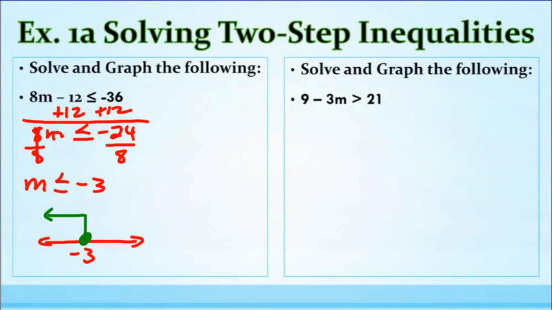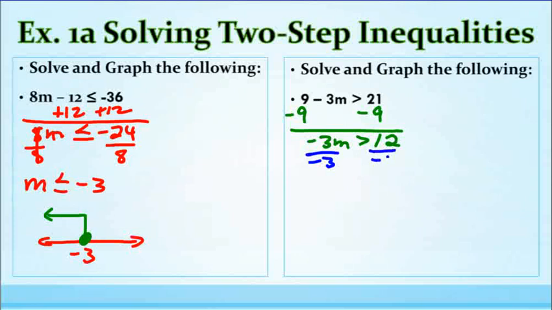Second question, solve and graph this one. So to get negative 3m by itself, I'm going to subtract 9 on both sides. And I have negative 3m is greater than 12. To get m by itself, I divide by negative 3. Because I'm dividing by a negative number, I flip the symbol, so now m is less than negative 4. And graphing it, put a negative 4 here. Open circle on negative 4, less than means to the left.